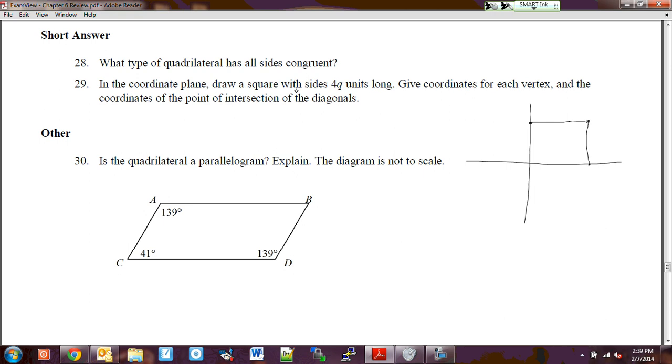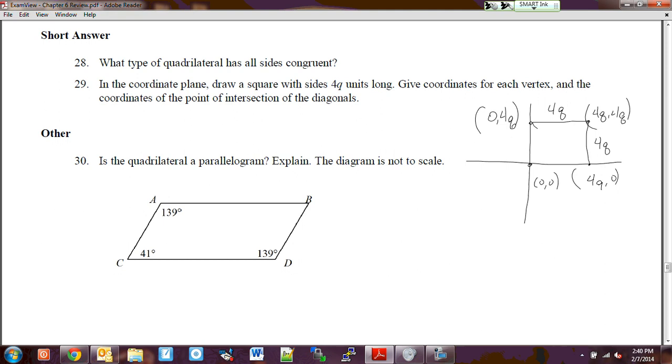All right, it's a square with sides 4q long, so we know this is 4q and this is 4q. So we know this is your vertex 0, 0. We know this is 4q, comma 0. We know this is 4q, comma 4q. And we know this is 0, comma 4q.